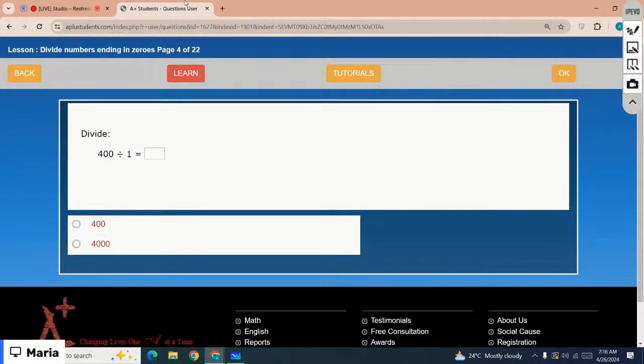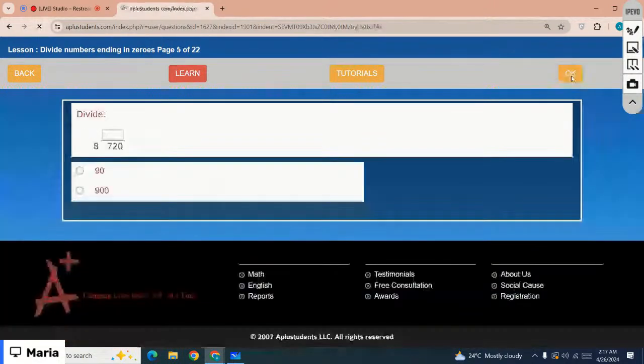Okay, the next one is 400 divided by 1, which is the correct option. 400 divided by 1 equals, yes, the correct option is option number 1, 400 it is.